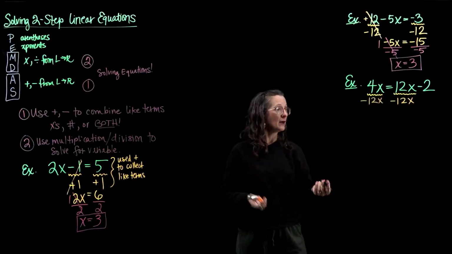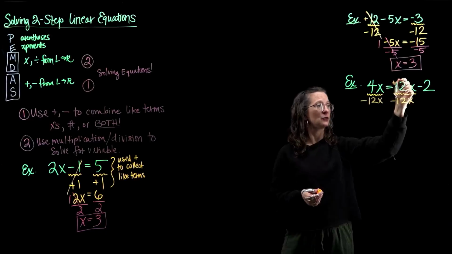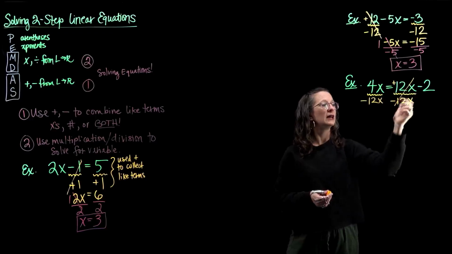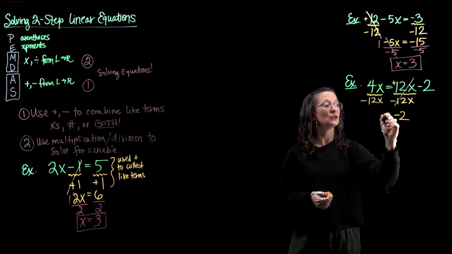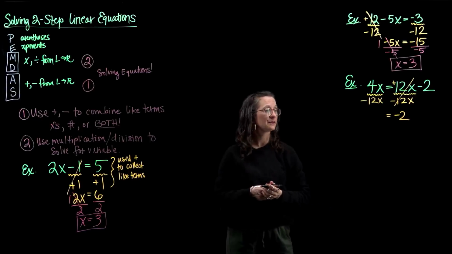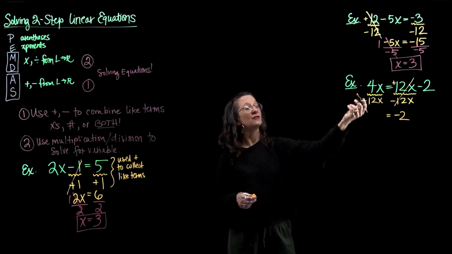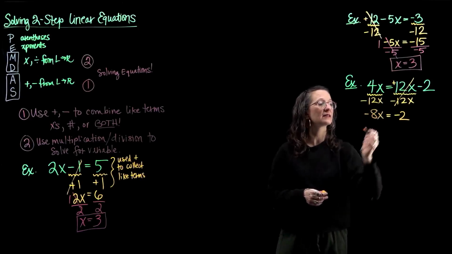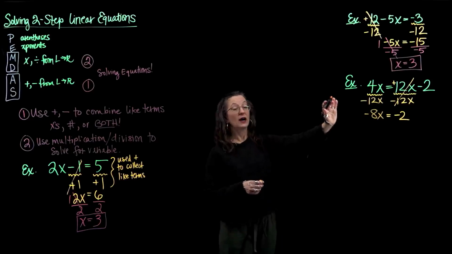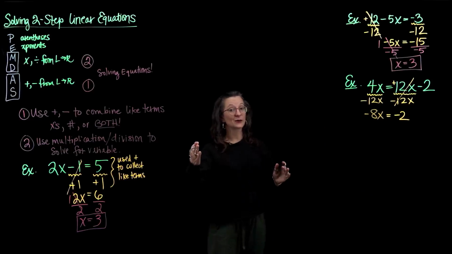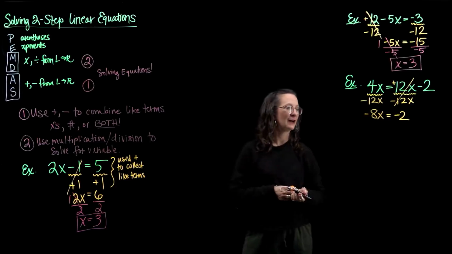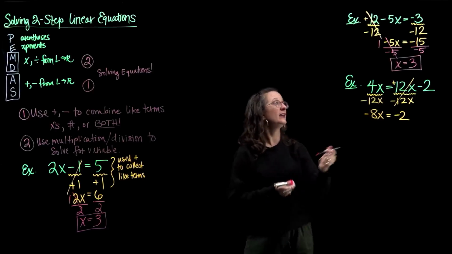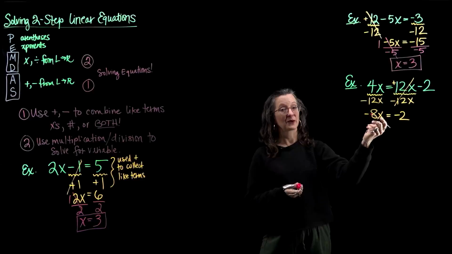Now when I do that, the positive 12x and minus 12x will go away, and I'll just be left with a minus 2 on the right side. On the left side, I have 4x minus 12x gives me negative 8x. And you can see why I did that, so that I have x's on one side, numbers on the other. All right, so now we have a one-step equation.